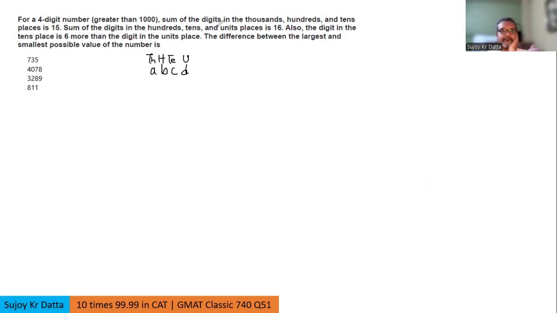Now it says the sum of these is 15. So A plus B plus C is 15. Then hundreds, tens, and units. So if I add that, B plus C plus D is 16. And the tens place, that is C, is 6 more than the units place. So C equals 6 plus D. The difference between the largest and smallest possible value.